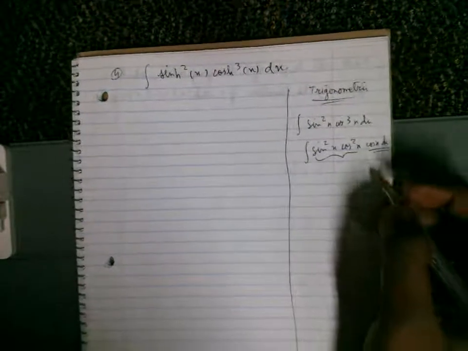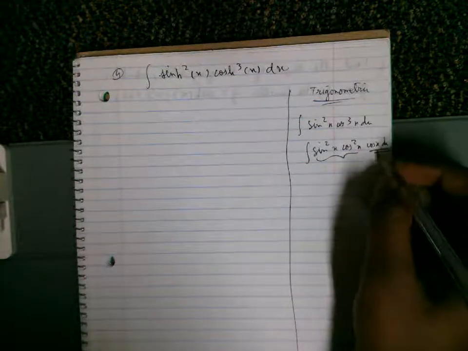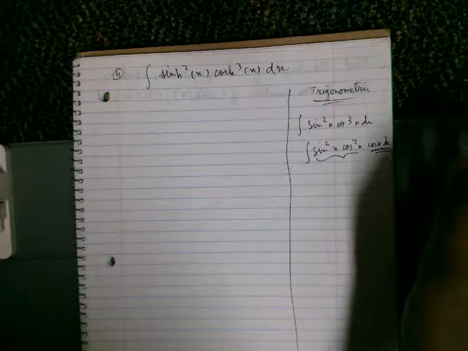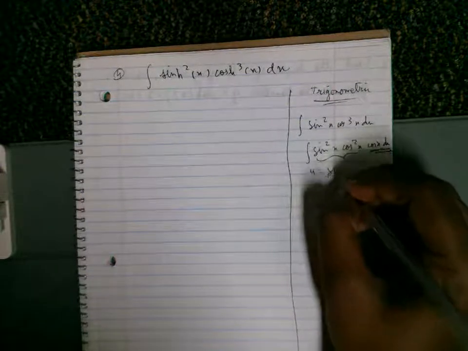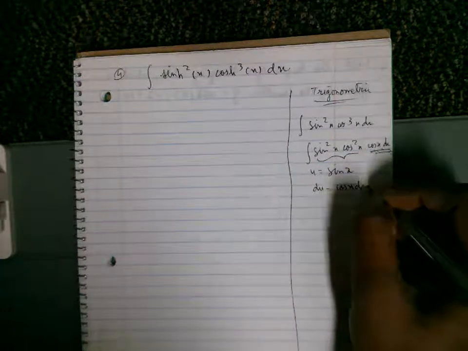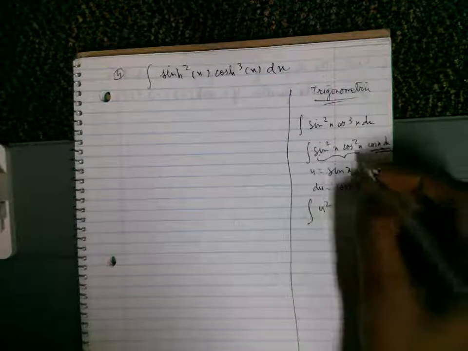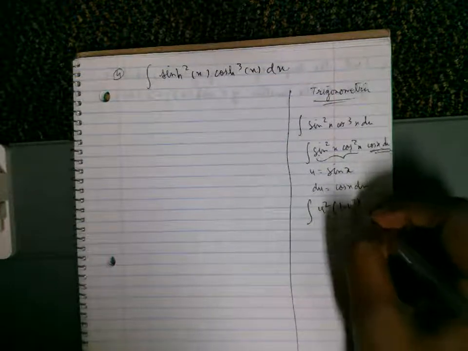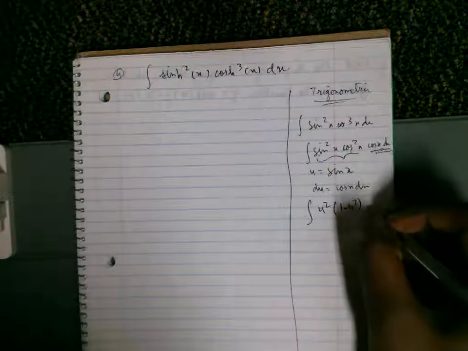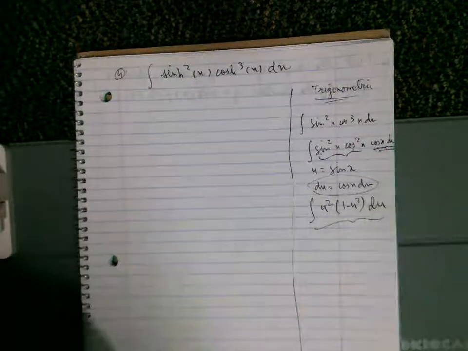The idea was that the derivative of sin x is cos x. So cos x dx becomes du whenever you take u is equal to sin x; then du is equal to cos x dx. Then this integration becomes: sin squared x becomes u squared, cos squared x becomes 1 minus u squared, and cos x dx becomes du. So now you can integrate this easily.